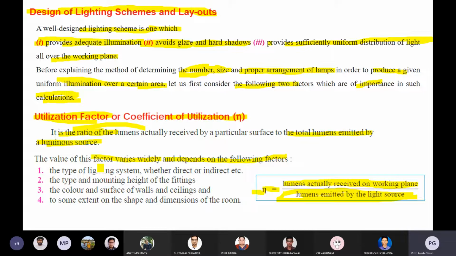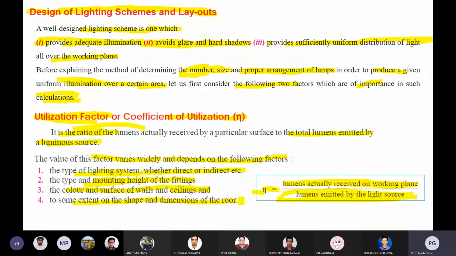Suppose you are fixing a tower LED lamp in a hall area. Is it possible to illuminate properly throughout the hall? No, not possible. It can illuminate well at maximum rooms of about 8 by 10 feet. If you fix it in a 40 by 40 foot room, it is definitely not possible to get that amount of illumination throughout the room.